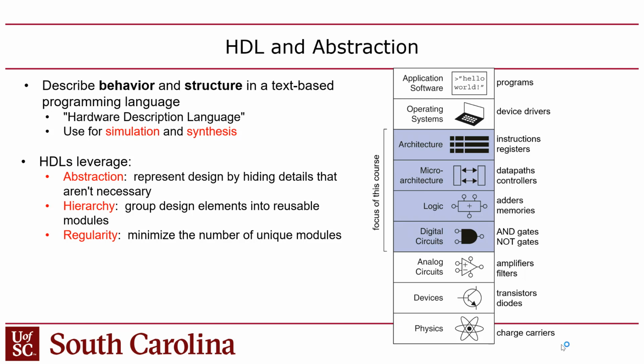That detail was abstracted away, right? So that's abstraction. For instance, you probably know that digital gates are actually just analog circuits. Digital circuits are built from analog circuits, and then you can build logic on top of digital circuits, and then an architecture on top of the logic. So you build up the complexity by hiding details that aren't important.